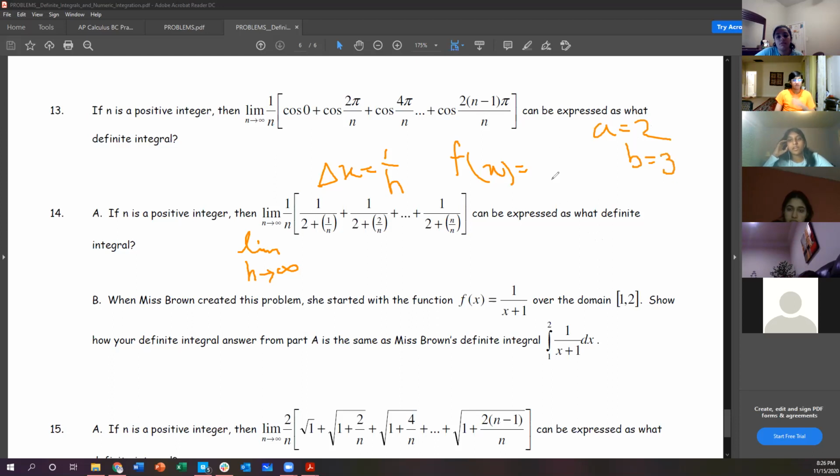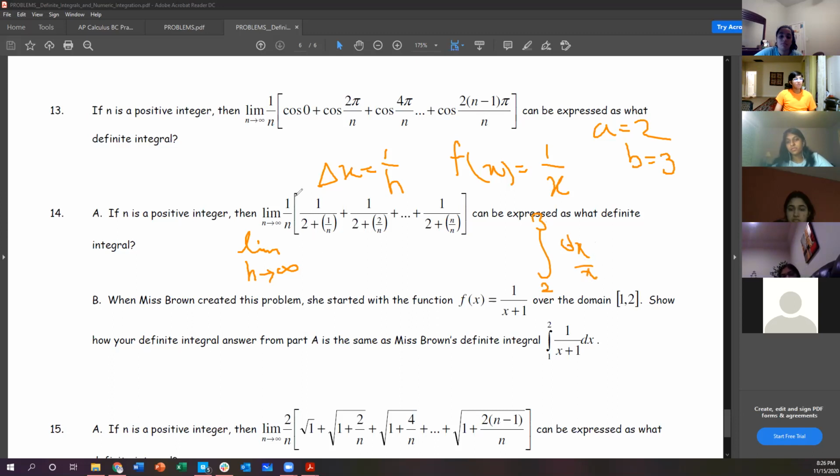Good. And so the actual equation, since a plus delta x times i would be like the whole x, it should be 1 over x for f of x. Exactly. And so the integral should be the integral of 1 over x dx from 2 to 3. 2 to 3, exactly, perfect. You can write dx over x here.